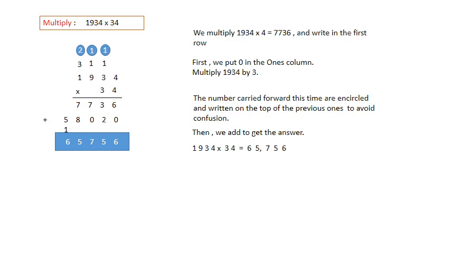So finally here we have written the answer in the last step. Now see, we have taken this example. Earlier we multiplied 1934 by 4, in the second example we multiplied by 34, and now we are going to multiply by 234. That means we are going to multiply a 4-digit number by a 3-digit number. So the same process will follow.